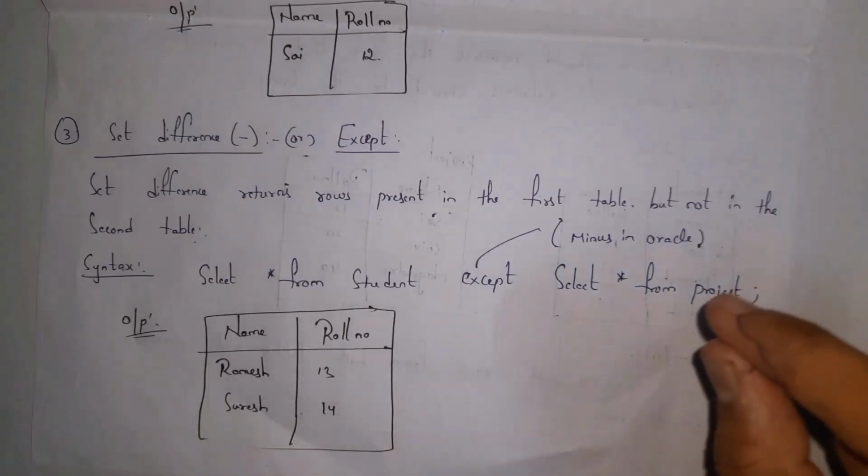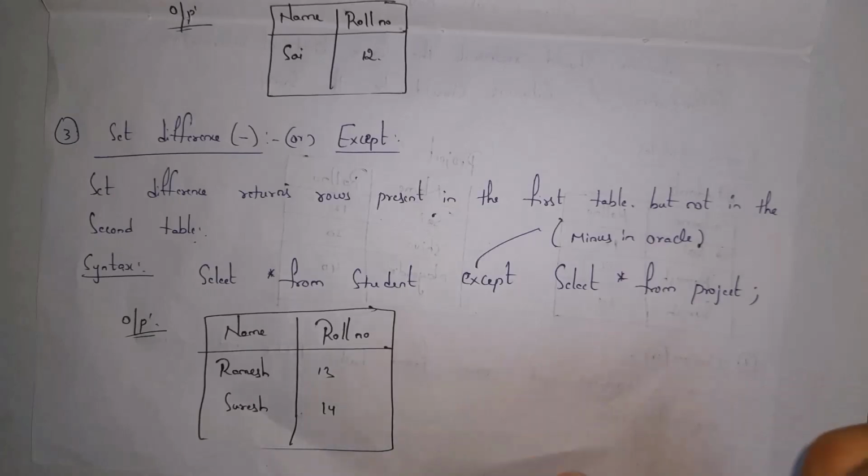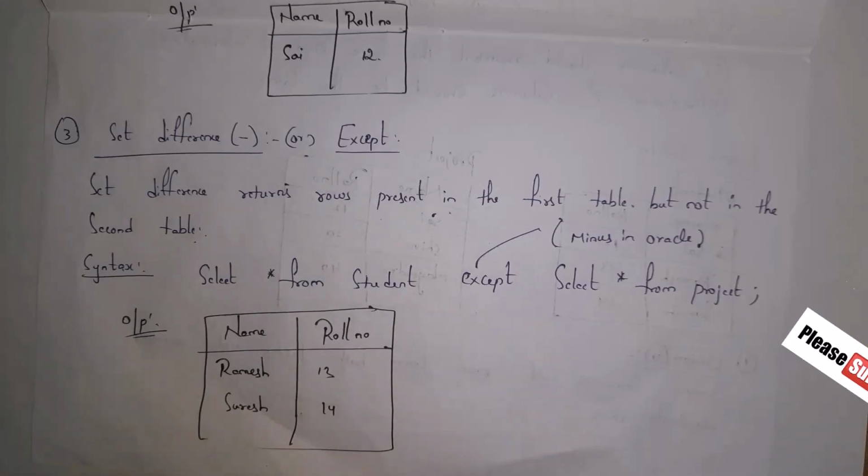Guys, if you are using Oracle software, then instead of using except, you need to use minus. Intersection and set difference will not work in old versions of MySQL. Only in new versions of MySQL, both will work.